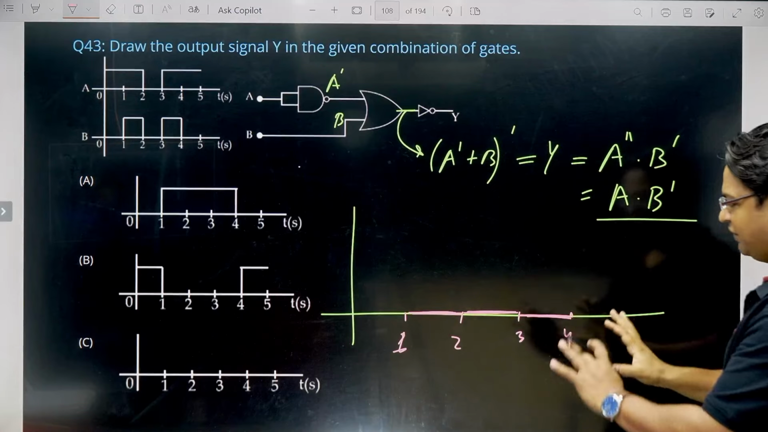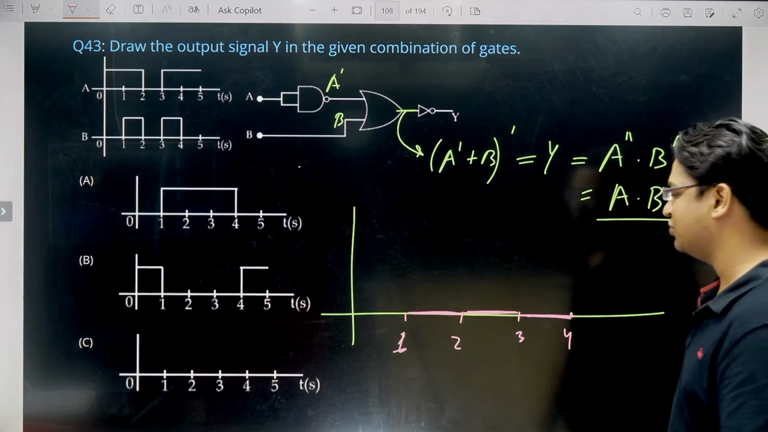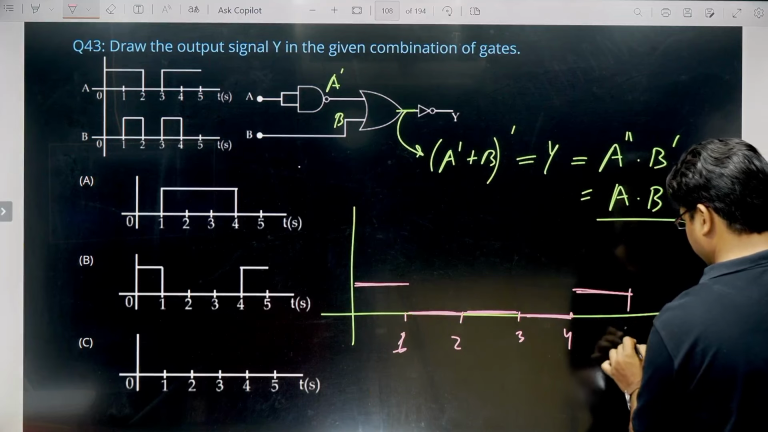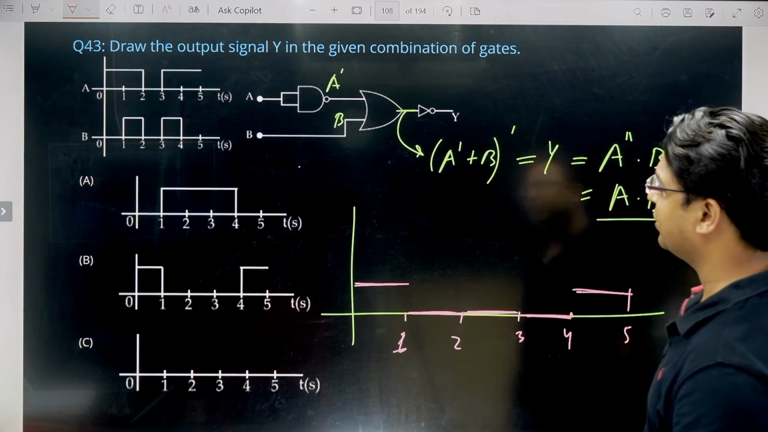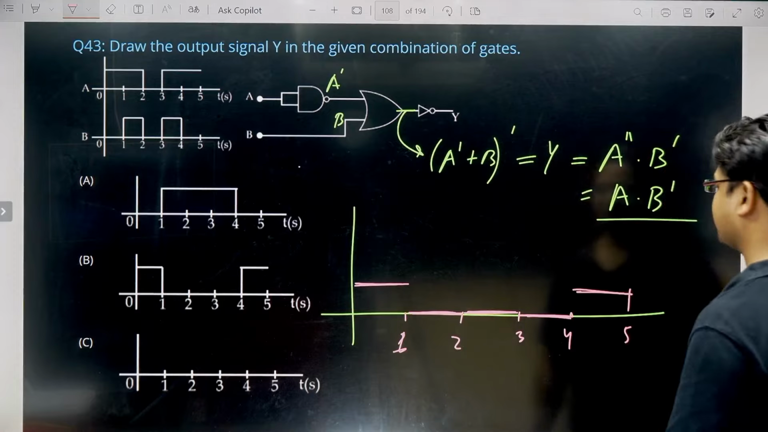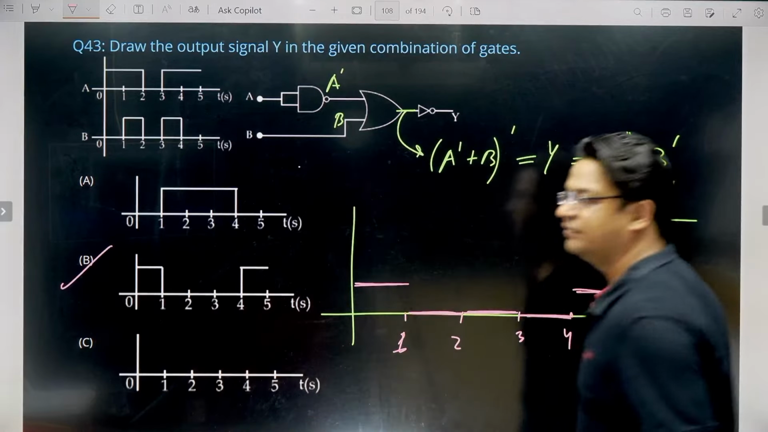So whatever we have done, this is the only time when Y is going to be 0. Apart from that, Y will be 1. So the graph has been depicted till 5 seconds. So option B matches with the given one.